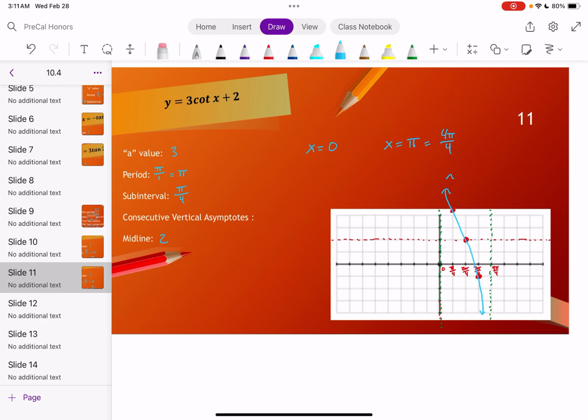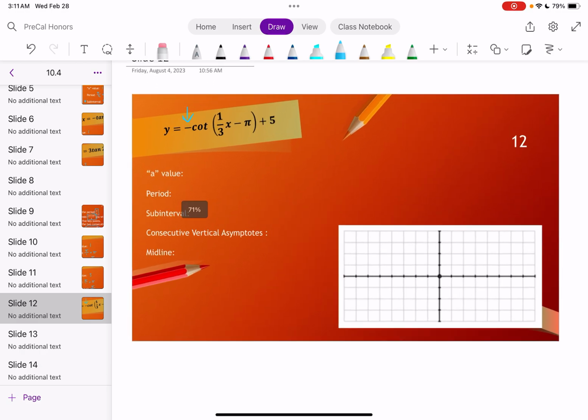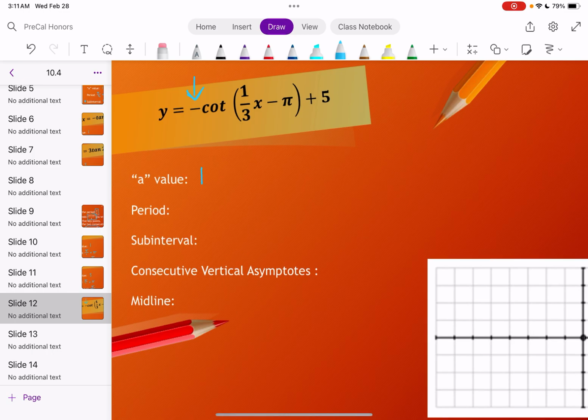Let's go ahead, take a look at slide 12. For slide 12, keep in mind we are working with a negative cotangent of 1/3 x minus pi plus 5. First thing to automatically spot is that because of this negative, we will have a flipped equation in reference to cotangent. We begin with our a value, which is going to be 1.